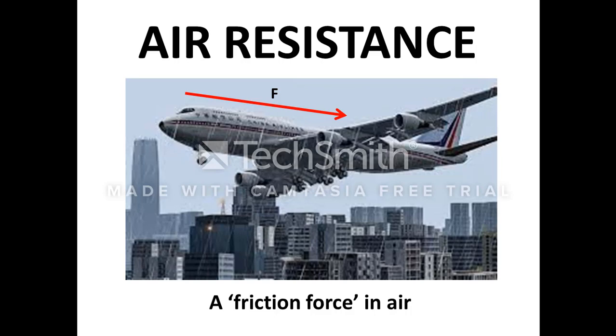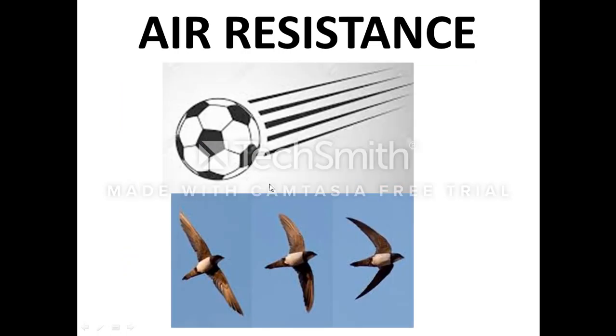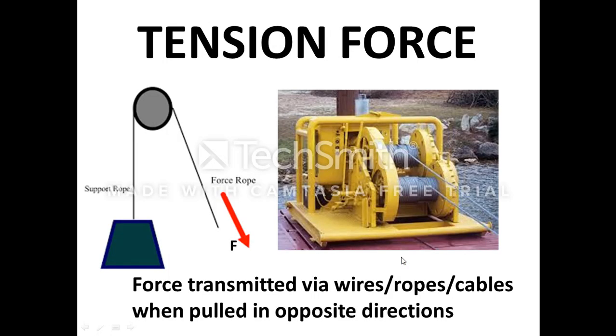Another type of force is air resistance. This is just like a friction force, but it is a result of air. Bodies in motion, like an aircraft in air, will experience a force against their motion, and this force is what we call air resistance, a friction force in air. The same forces can be experienced by a moving ball in air, or birds moving in air, and so forth.